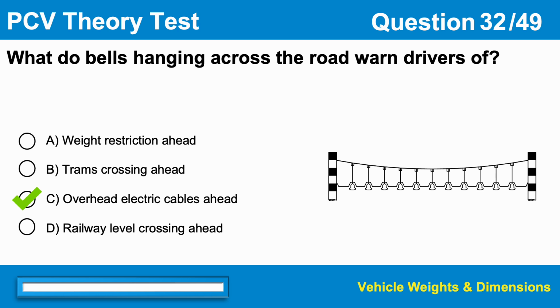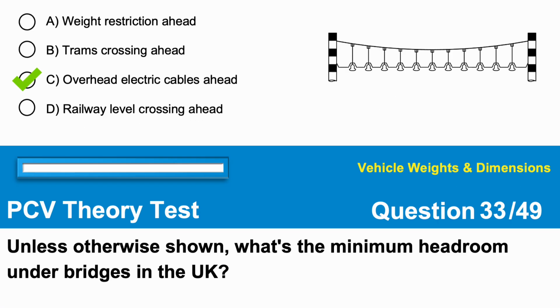The correct answer is C. If your vehicle touches bells suspended over the road, they'll obviously ring. This will warn you that your vehicle exceeds the safe travelling height beneath electrified overhead cables ahead. You must stop immediately and either find another route or take advice.